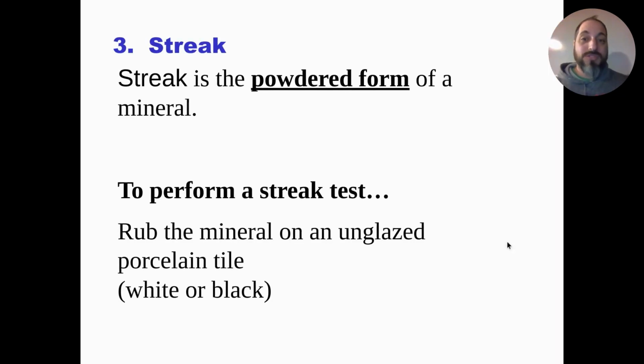All right, streak. Streak is the powdered form of a mineral, and you perform a test in order to find this. Oftentimes we're going to find that what the mineral looks like is not necessarily what the streak is going to look like. So I'm going to show you an example of somebody doing a streak test right now.